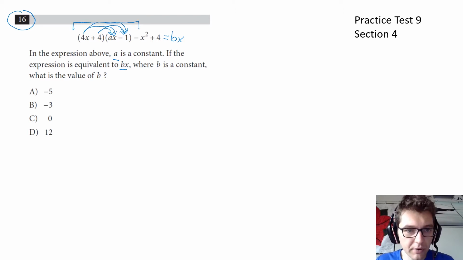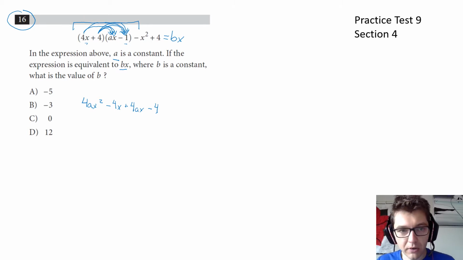So the first terms are 4x times ax. So you'll have 4ax squared. Outside terms are 4x times -1, which would be minus 4x. Inside terms would be 4 times ax, so plus 4ax. And the last terms is 4 times -1, which will be -4.